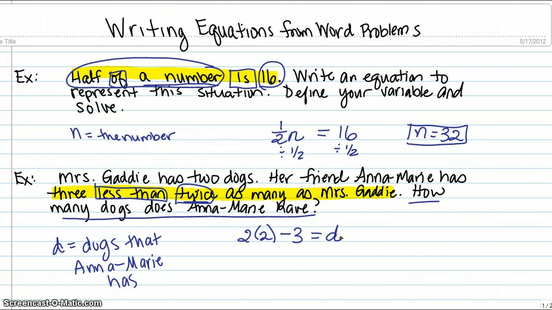that Anna Marie has. So again, let's go through that again, because this is hard for most people. Okay, it says 3 less than twice as many as Mrs. Gaddy. So when we say as many, twice as many, we're talking multiplication. So if you first multiply Mrs. Gaddy's dogs by 2, and then you take 3 less than that, that's how many Anna Marie should have. So that means that Anna Marie has to have 1 dog, because 2 times 2 is 4, and 4 minus 3 is actually equal to 1.